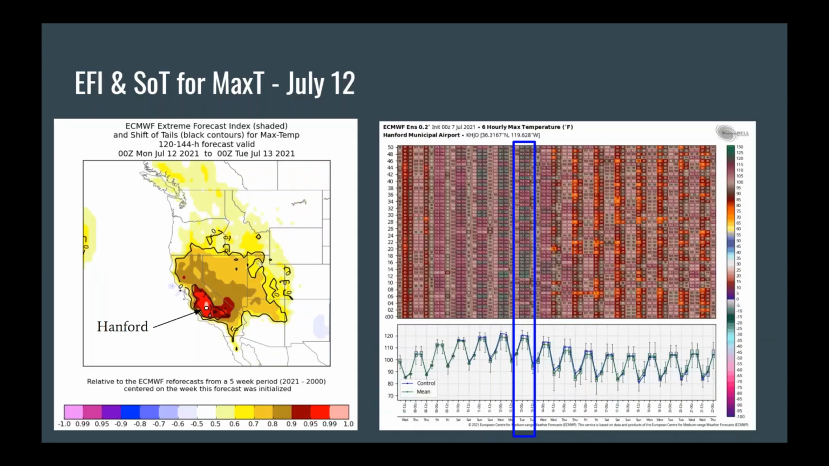And then by July 12th, the bummer part on the ECMWF EFI Open Charts website is that they only do a few days for those displays. So then I went to WeatherBell here to just grab an image of what July 12th looks like, and you can see there's lots of ensemble members for Hanford suggesting high temperatures above 117, even quite a few above 120 degrees. Again, the SOT is sitting right there near 2.